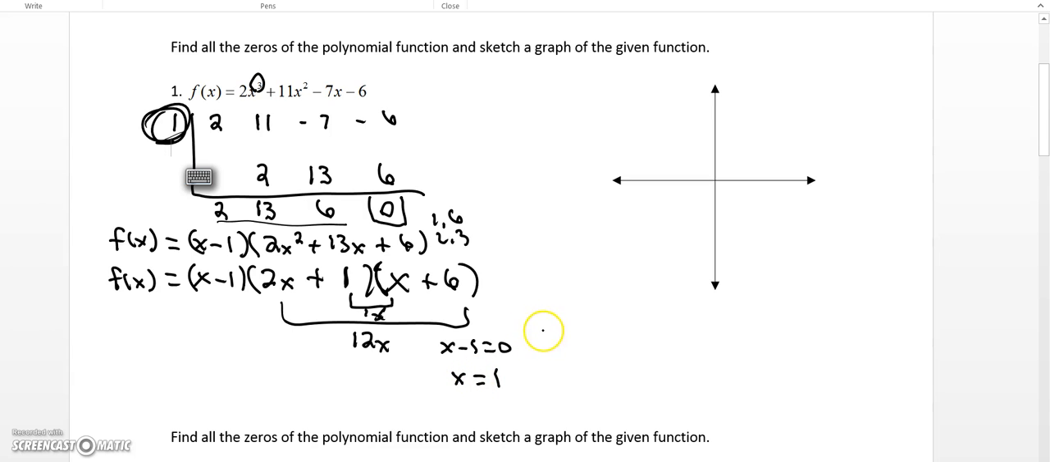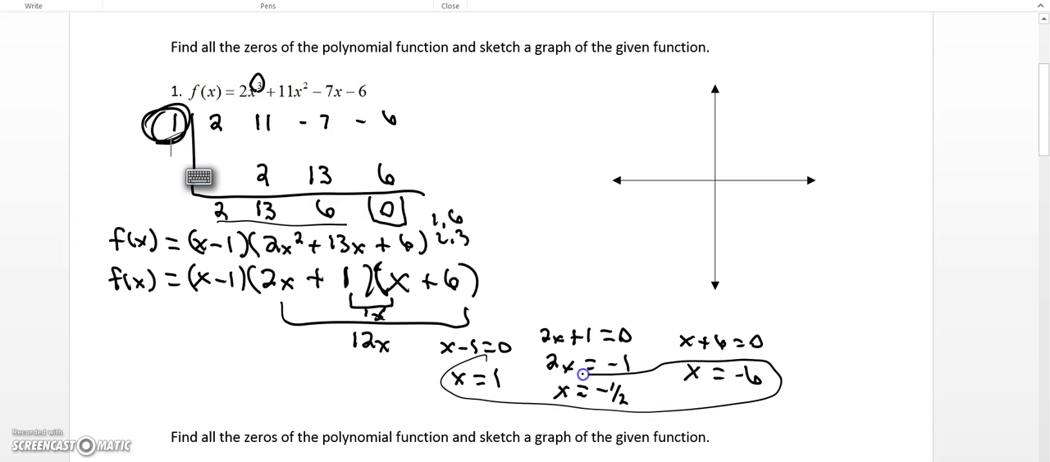All right, then I'll take 2x plus 1. Set that equal to 0. Just all three of my factors set equal to 0 and solve. Subtract 1 and then divide by 2. So x is negative half. So there's another one. And then x plus 6 equals 0. So x equals negative 6 when I subtract 6. So all my answers are right here.